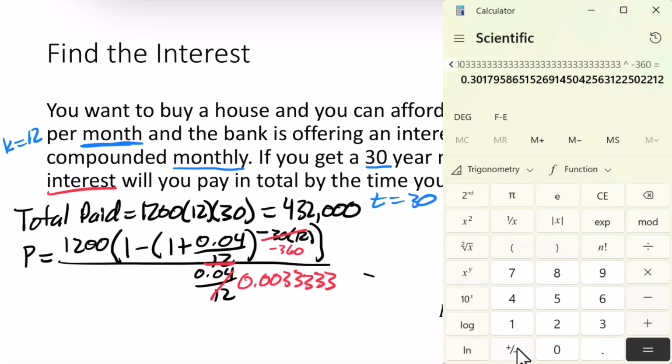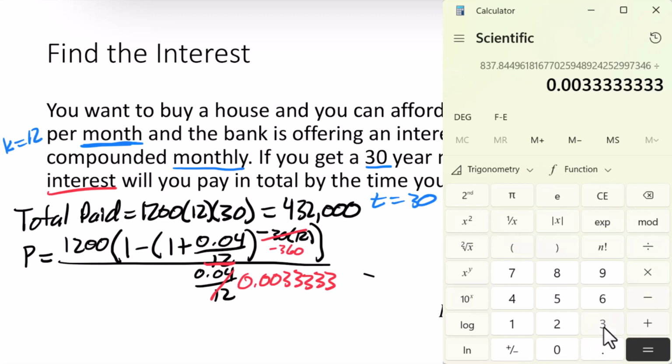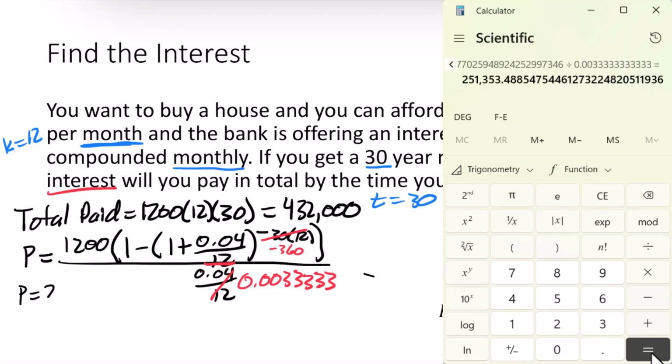And I'm going to do 1 minus this, so I'll make this negative and add 1 to it. That gives me this decimal. And then I'll multiply it by 1200 and divide by 0.003333333333, etc. And that ends up telling me that the total amount of my original loan is $251,353.48.